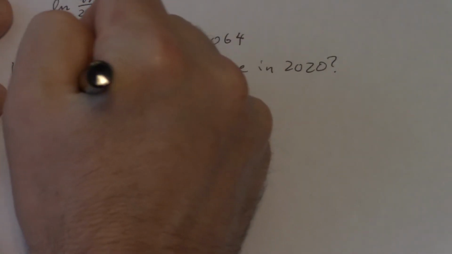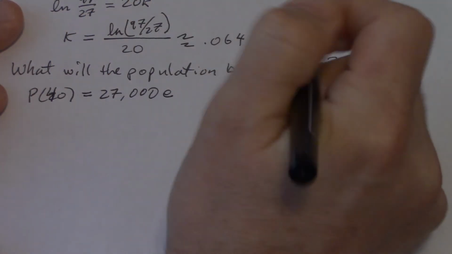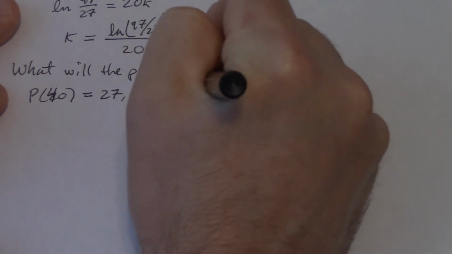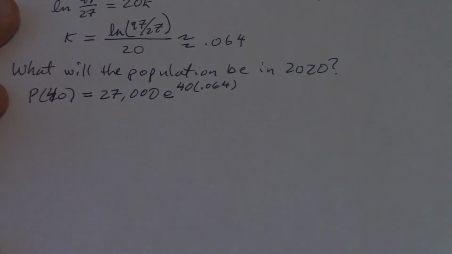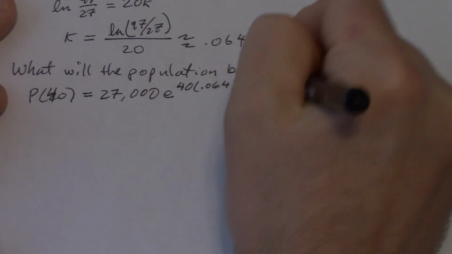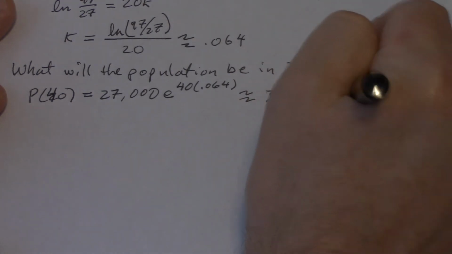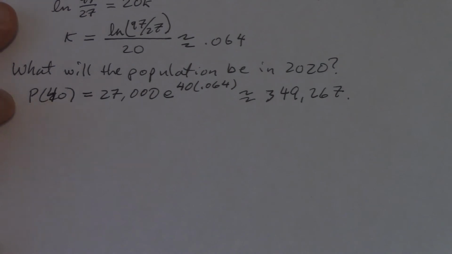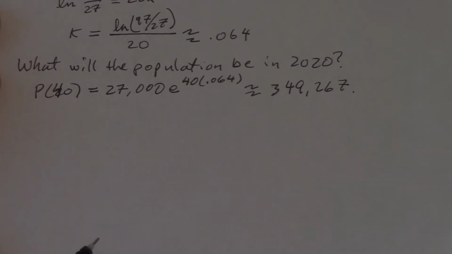That's going to be equal to 27,000 e to the 40 times 0.064, so that's the k and the t. You can just punch this in on the calculator, and I got 349,267. I rounded it to the nearest whole number. That's not very reasonable, and we should understand that. This is what we call extrapolation. When you extrapolate with an exponential model too far past the data, you get ridiculous answers like this.